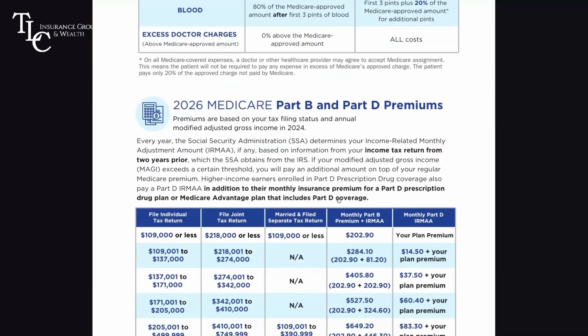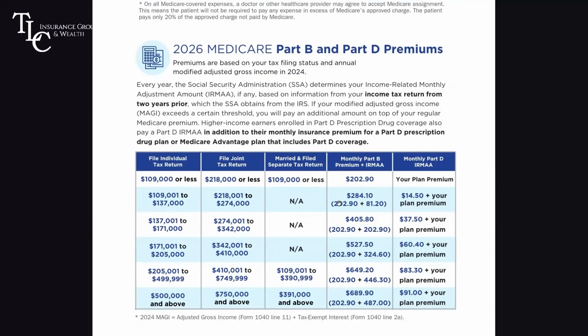Looking down a little bit further on our 2-page handout here, we always want to make sure to reference this with our clients, make sure they understand this, that there are higher costs potentially for their Part B and Part D premiums than the standard monthly amounts that most people pay based on their income. So as we look at Part B and Part D premiums, they are based on your tax filing status and annual modified adjusted gross income. I'm making this recording in 2026, so we're looking back at 2024 tax filing amounts.